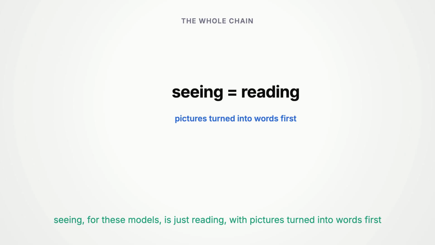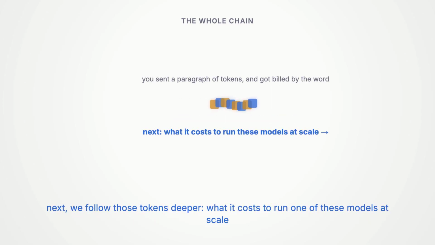So the next time an app charges you for an image, or an answer about a photo comes back a little vague, you will know exactly why. You did not send a picture. You sent a paragraph of tokens, and you got billed by the word. Next, we follow those tokens deeper into what it actually costs to run one of these models at scale.